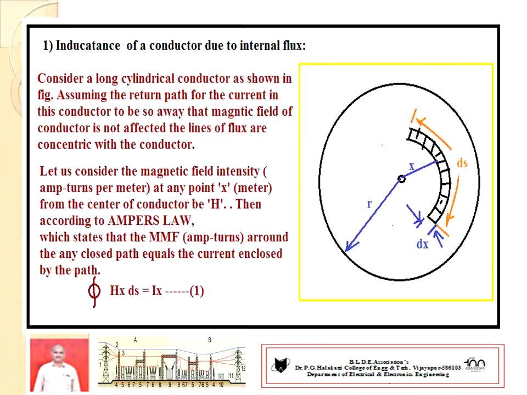Now we go for discussion of one important derivation, inductance of a conductor due to internal flux. The name itself clearly gives the information. Only the internal flux effect we are considering here. Later on we will see the external flux. For this, observe the diagram. There is a conductor with radius r.